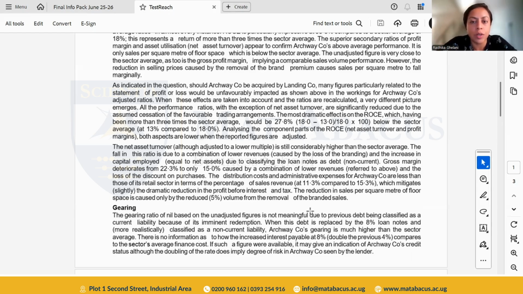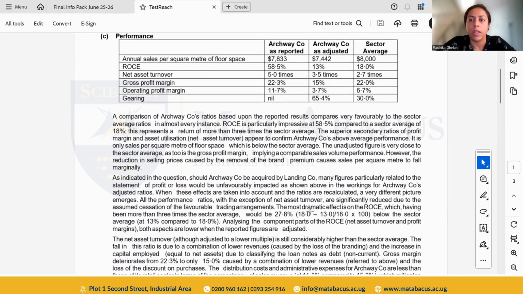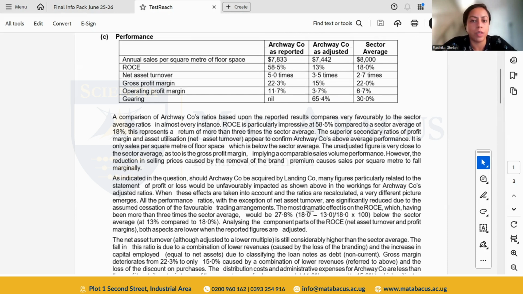I want you to notice how they laid their answer out. They've given you original figures, the reported figures. So that's the first thing they analyzed compared to the sector average. The second paragraph spoke about the adjusted figures. As a result of adjusting, what is the new comparison with the sector average?